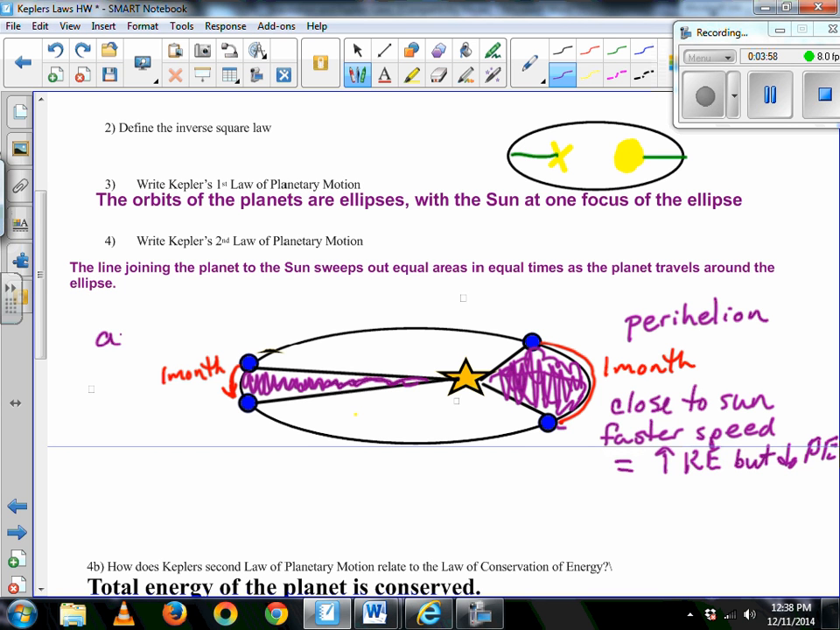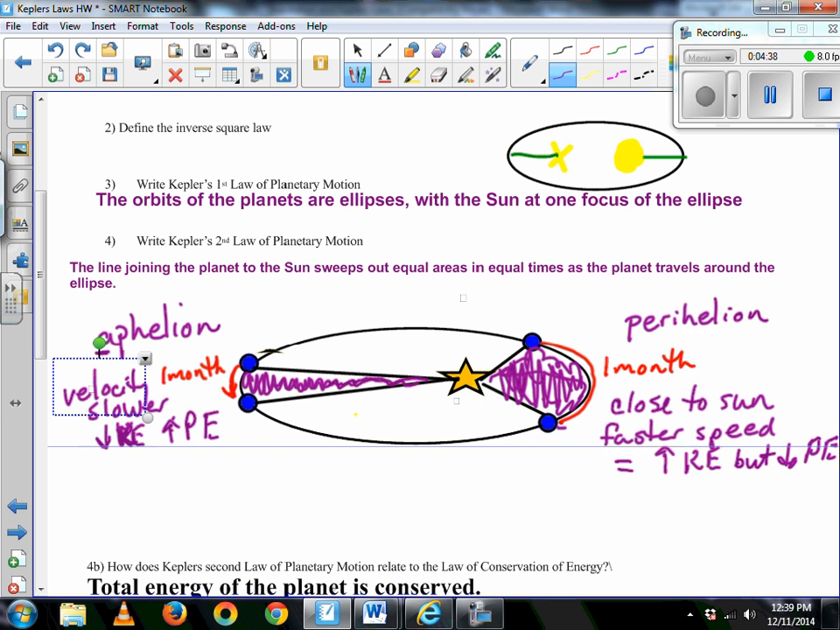Here you're at aphelion. Aphelion means you're away. Aphelion begins with A, and so does away, so it's away from the sun. So here the speed is slow. Velocity is slower. So therefore, you have a decrease in kinetic energy, I wrote that down wrong, but you have an increase in potential energy.